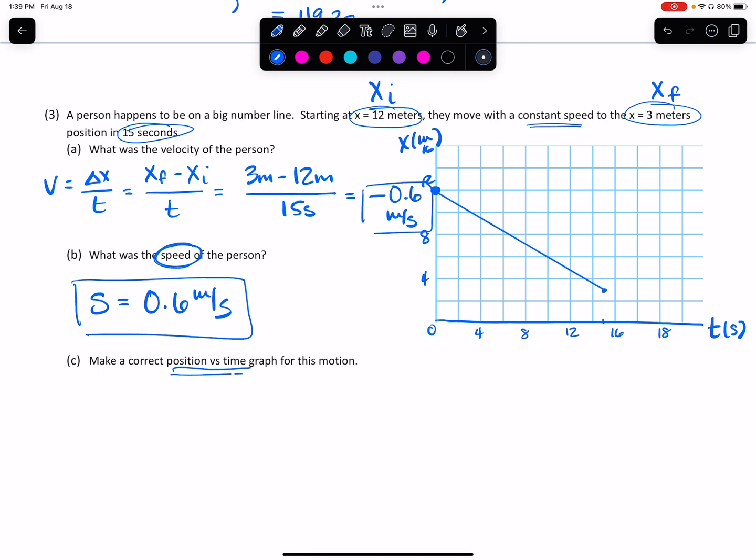Okay, and that's it. So again, just using the formulas, learning how to use them, watch those units. They need to match before you can use the formula and plug everything in. Okay?